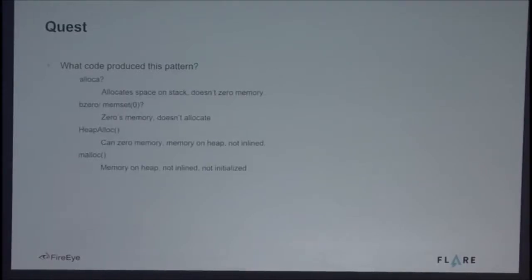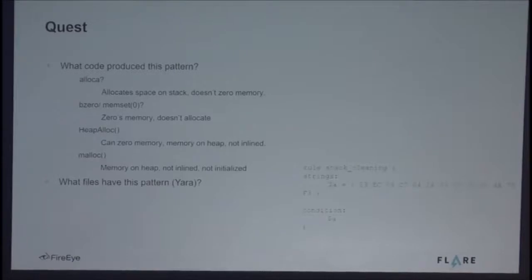So I started doing a survey on different functions, read lots of blogs, looked at different products, trying to figure out what could potentially produce this. I looked at, say, the alloca function. It does allocate space on the stack. However, it doesn't initialize it to 0, so that's not useful. The bzero and memset functions just zero memory. They don't actually allocate memory, so that's not helpful. The HeapAlloc function allocates memory. It can zero memory, but it's on the heap. It's not on the stack. And it's also not inlined, like I showed with the stack cleaning code. Malloc is also on the heap, not inlined, not initialized. So what is this?